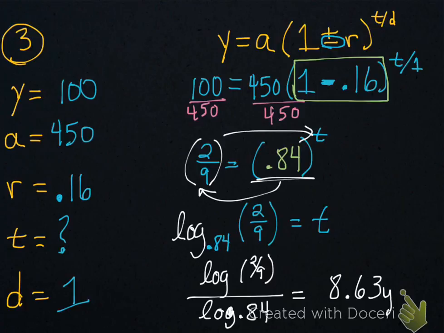8.63 years. Okay, that means that in a little over 8 years, your population has now reached a critical point in which it is on the endangered species list. And that's a problem. Actually, I think it gets on the endangered species list long before it gets to 100. Let's look at number 4.